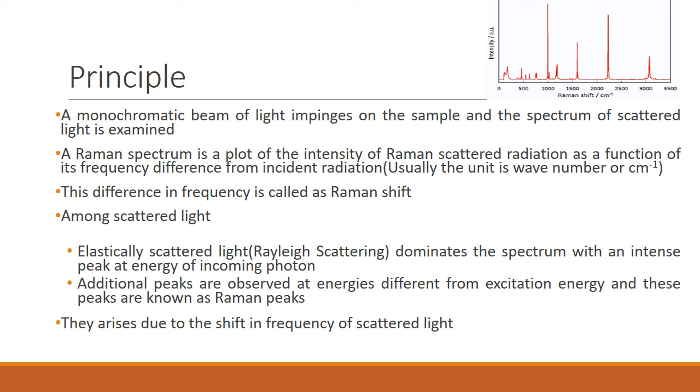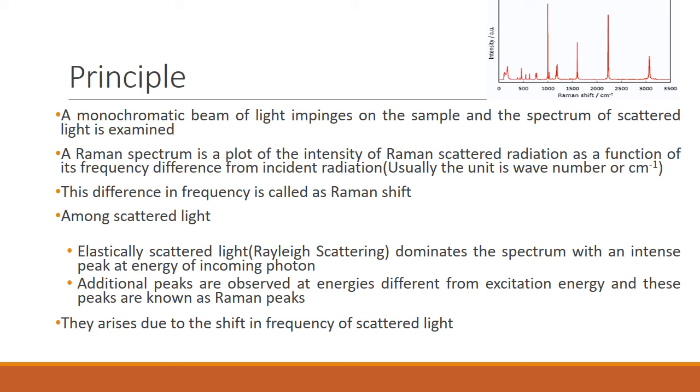The majority of them in this Raman spectrum, if you see at a corresponding wavelength, you will be having a very high intensity peak. Usually that very high intensity peak defines the frequency, which is usually the same as that of the incident radiation. The reason is that the majority of scattered light comes under that region, so the intensity at that region will be very high. So among the scattered light, the elastically scattered light dominates the spectrum with a high intensity peak, which defines the energy of the incoming photons.